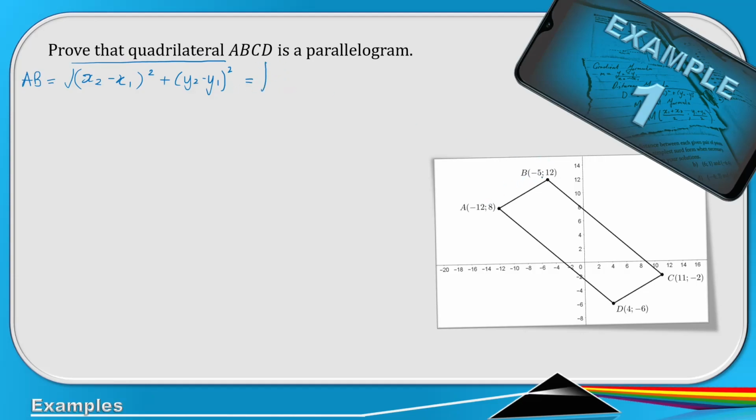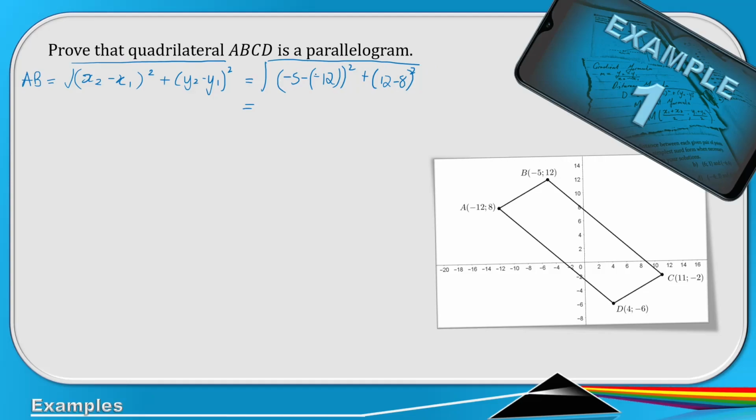So we're going to choose AB, and then for the x values, let's start with this one. We'll say minus 5 minus negative 12 squared plus, and then for the y values, 12 minus 8 squared. Right. And then we can just calculate that. So we can put this in the calculator all at once, but I like to simplify the inside first.